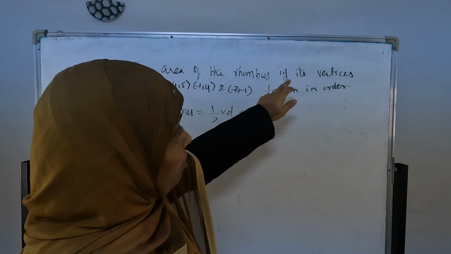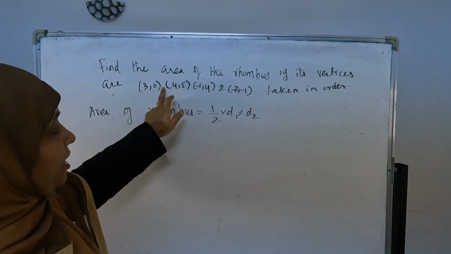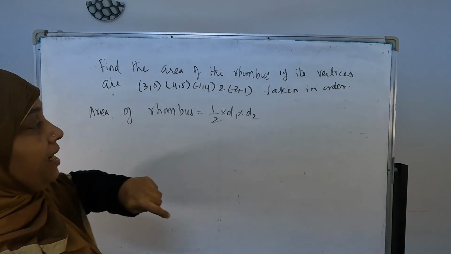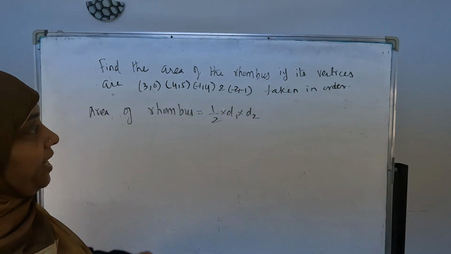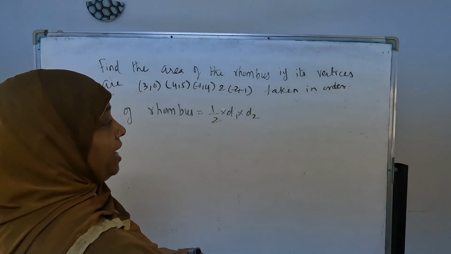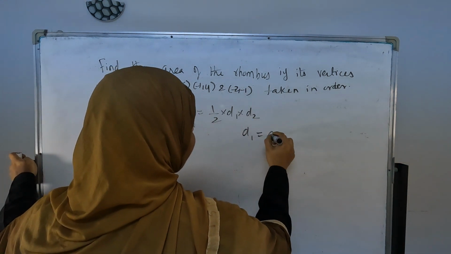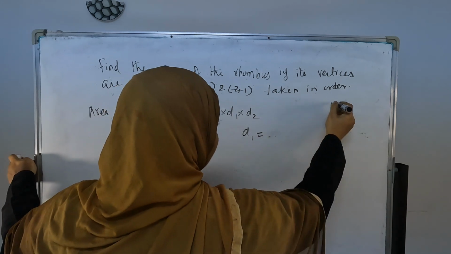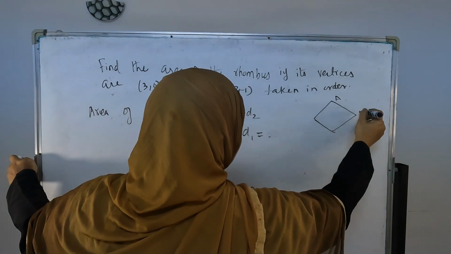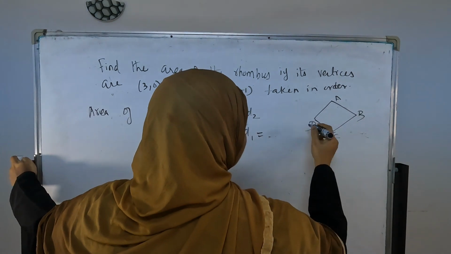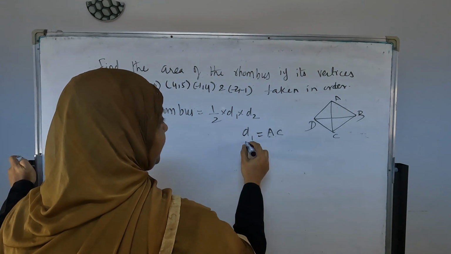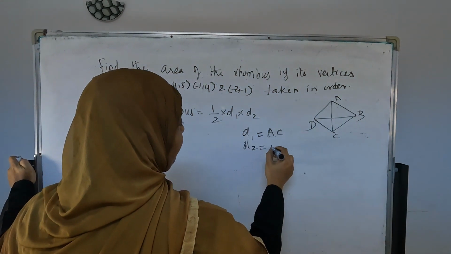Find the area of the rhombus. Here they gave 4 points, 1, 2, 3, 4 points they gave, that are the vertices of the rhombus, and they are asking us to find the area of the rhombus. Area of the rhombus formula is half d1 into d2. d1 and d2 are what? Diagonals of this one. Suppose I am drawing a rhombus here, taken in order A, B, C, D. AC and BD are the diagonals. d1 is representing AC and d2 is representing BD.